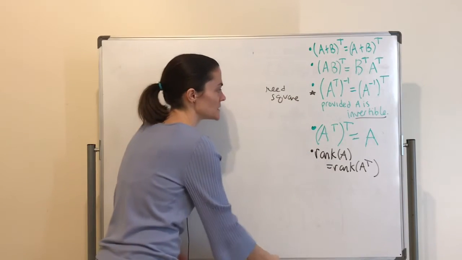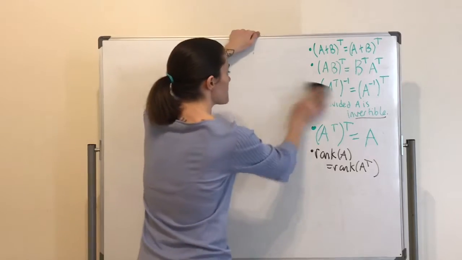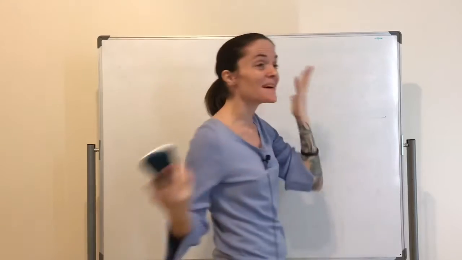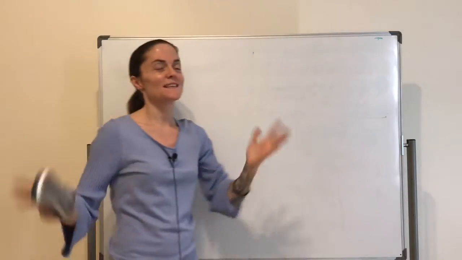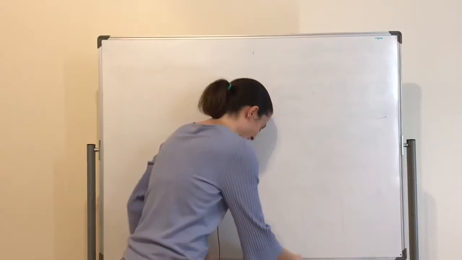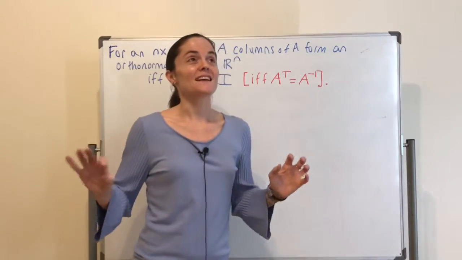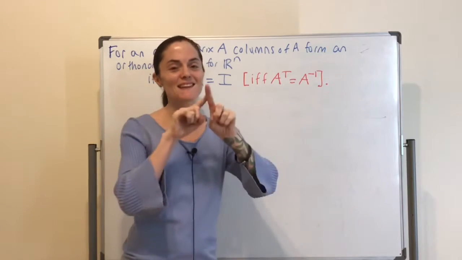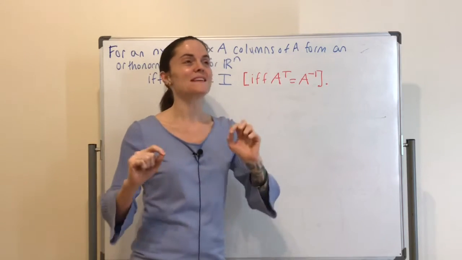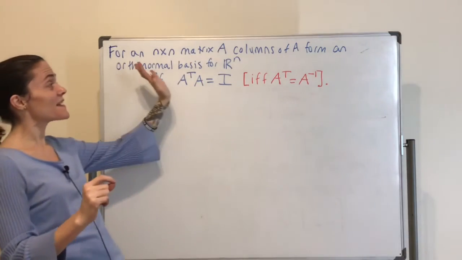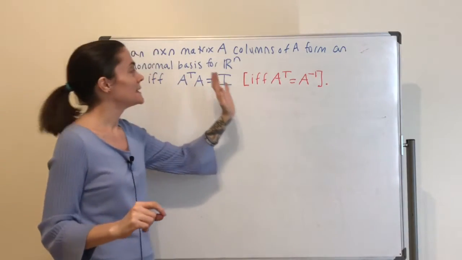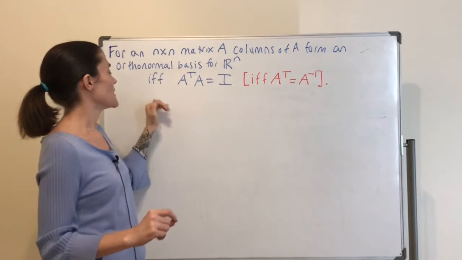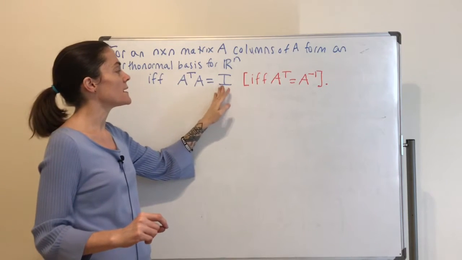But now what I'd like to do is say something more that connects back to the theme of this chapter, which is orthonormal bases. This property is great, super important, and adds another heart to our love of orthonormal bases. If we have an n by n matrix, so it's square, the columns form an orthonormal basis for Rn if and only if A transpose A is the identity.